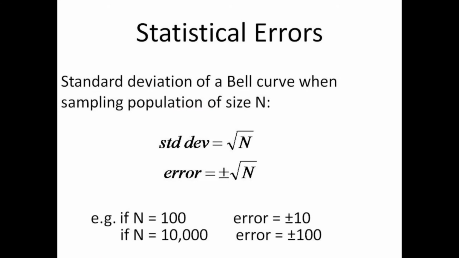The errors involved in a sampling process of this nature are expected to be equal to the square root of the total number present in the sample. If 100 counts are made, then we expect an error of plus or minus 10. If 10,000 counts are made, then the error is plus or minus 100.